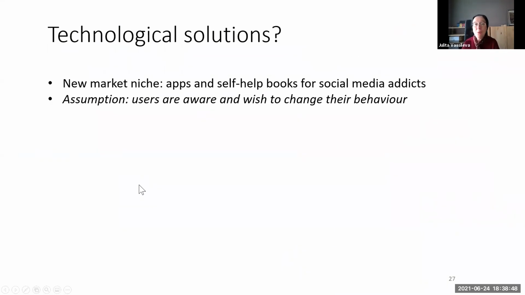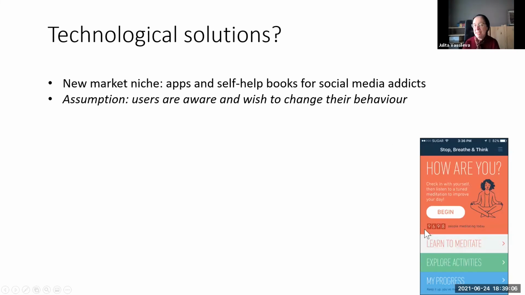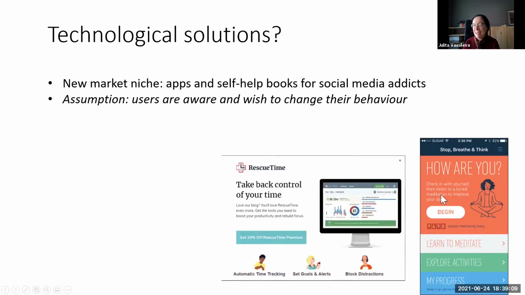So what can we do? Maybe there are technological solutions. There is a new market niche to build persuasive apps and self-help apps for social media addicts. You have seen them, these meditation apps, and also things like this, which help you stop procrastinating, or turn your cell phone screen black and white to stop you from using it, or make it very uncomfortable to use after bedtime.